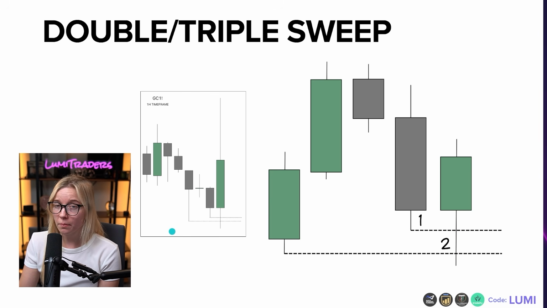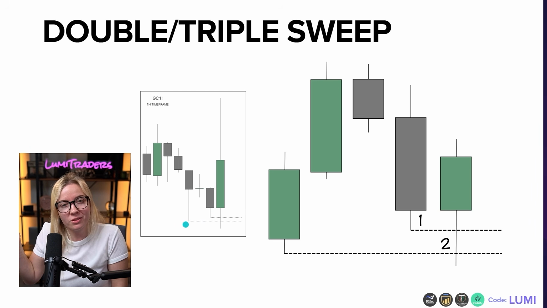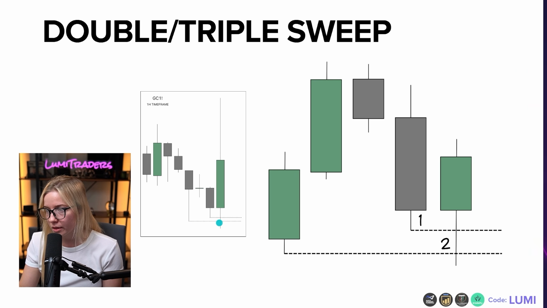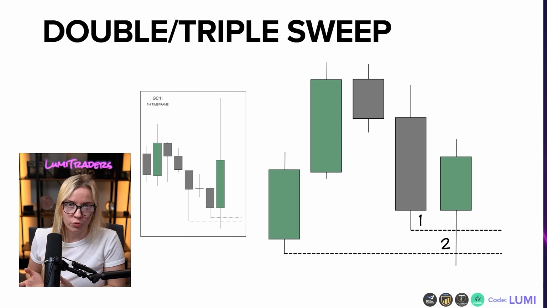So here's the real example from hourly chart on gold from last week. We got one sweep, we got 2 sweeps. So we got double sweep. Sometimes we are going to get triple sweep. So this means with one single candle, we are going to sweep 3 lows, right, or highs. So what happened right after this? We got strong reversal.